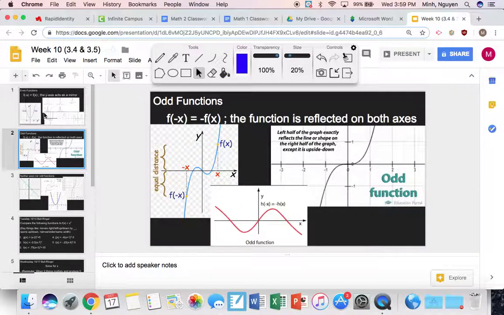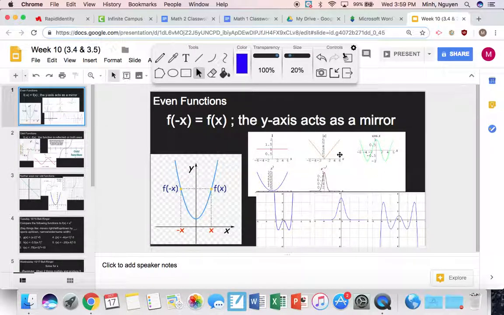So, actually, if we go back, and the y-axis acts as a mirror for even functions, what do you think would act as a mirror for odd functions? And so some of you might think, oh, the x-axis acts as a mirror. So if you use this as a mirror, then pretend it's actually on the x-axis, then it would look like this and this. But then that would not be a function. It does not pass the vertical line test. So, yep, doesn't work.